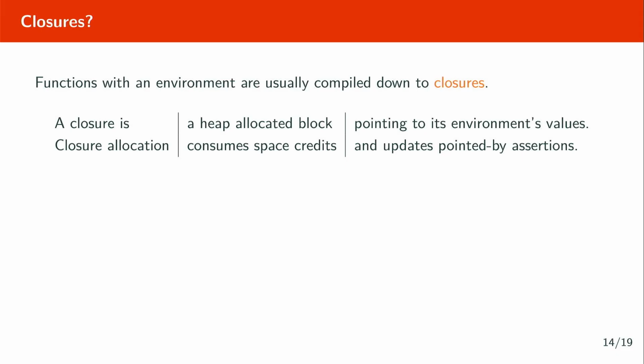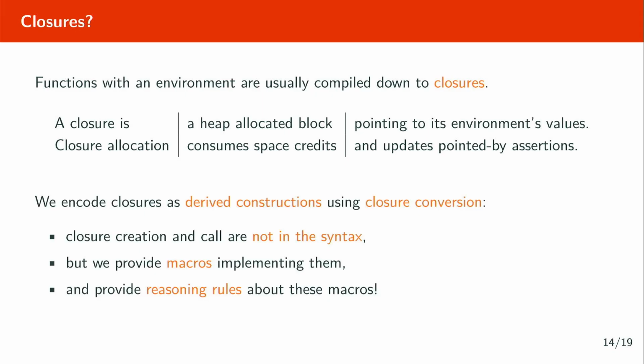To formally specify and verify closures, we choose to encode closures as a derived construction using closure conversion. This means that closure creation and call are not in the syntax, but we provide macros implementing them and provide reasoning rules about those macros. This means that we also verify the correctness of closure conversion. I will not show you the reasoning rules of closures, but let me illustrate the space interest of closures.